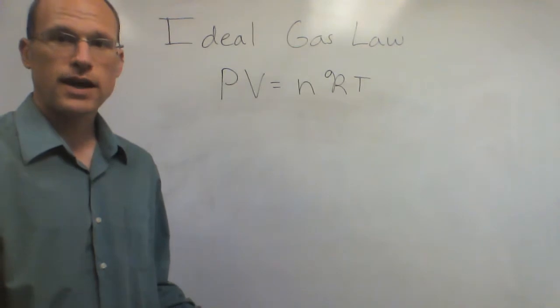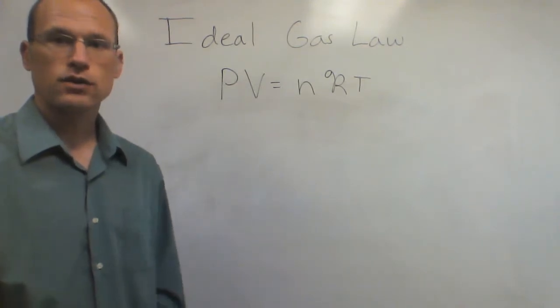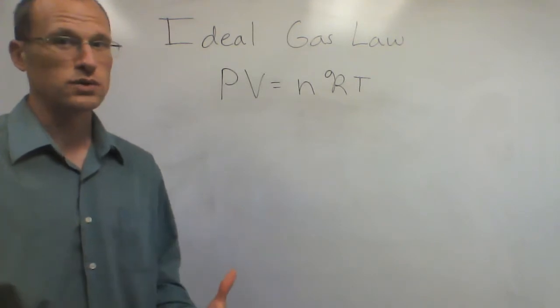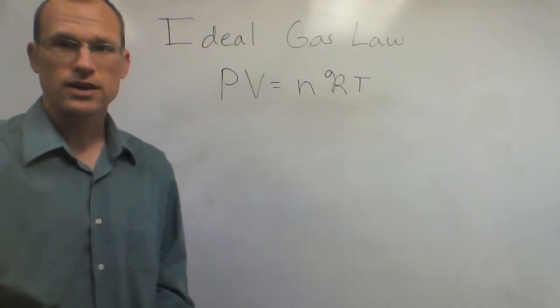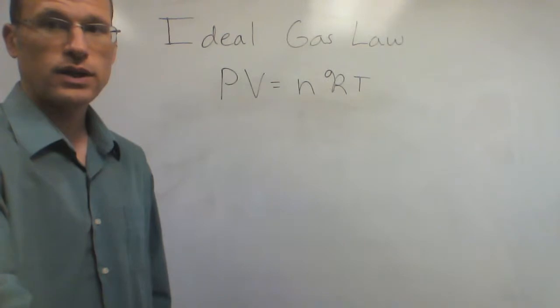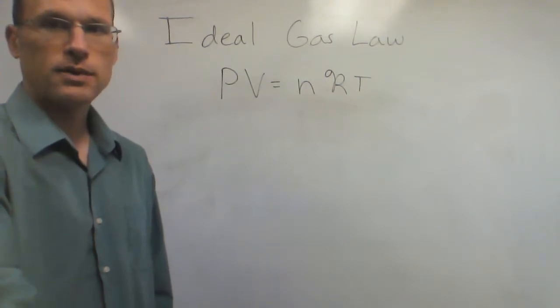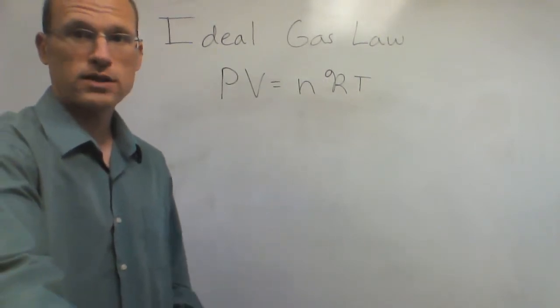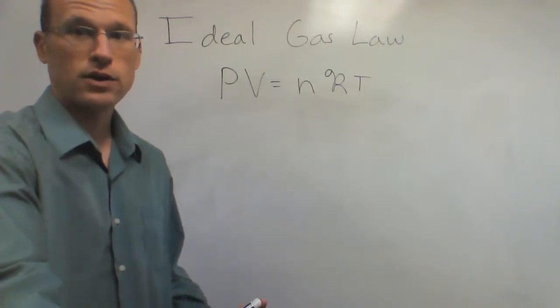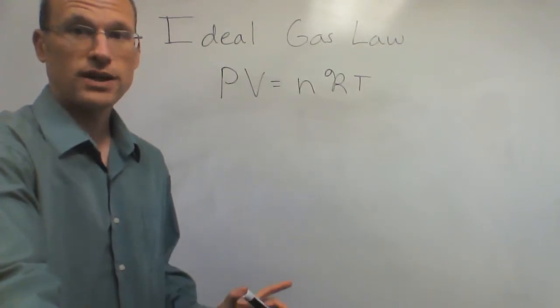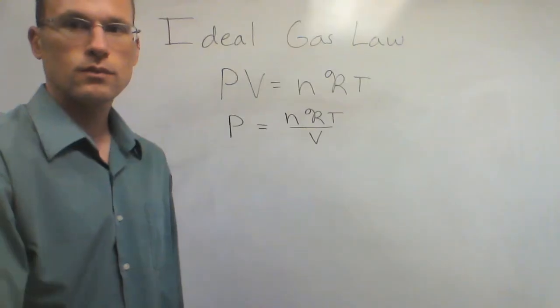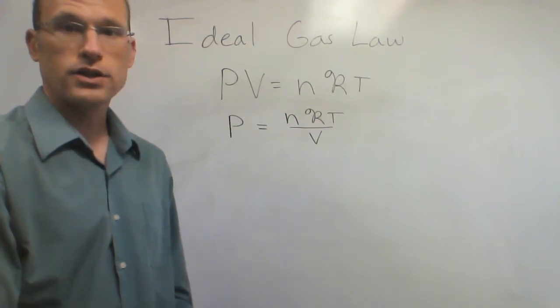Now this version of the ideal gas law isn't actually very useful in terms of fluid mechanics because we never really deal with the number of moles of a fluid. That's not really useful. So what we're going to do is change it a little bit to get it into a better form that's much more useful in terms of quantities that we use in fluid mechanics. So first thing I'm going to do is divide by volume. So P is nRT over volume.